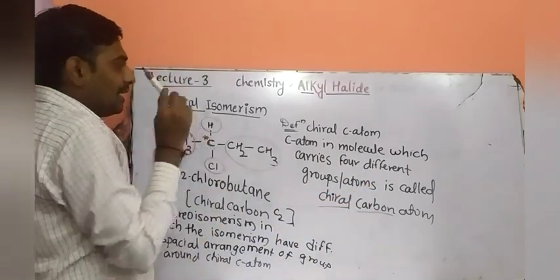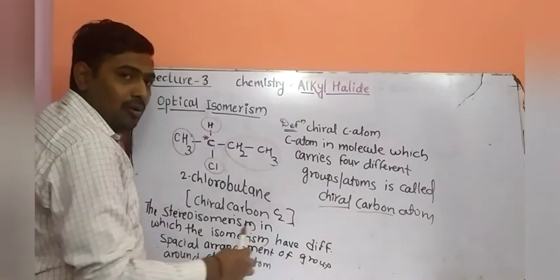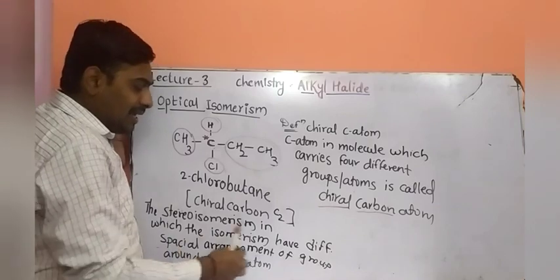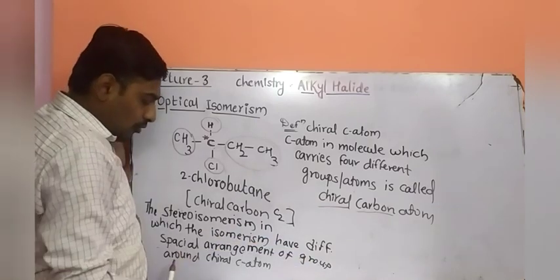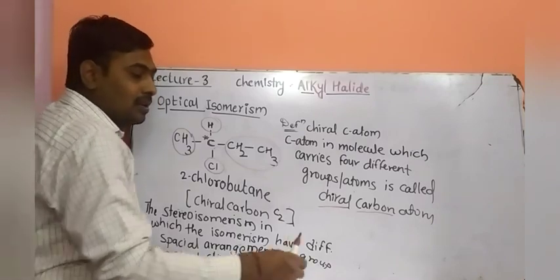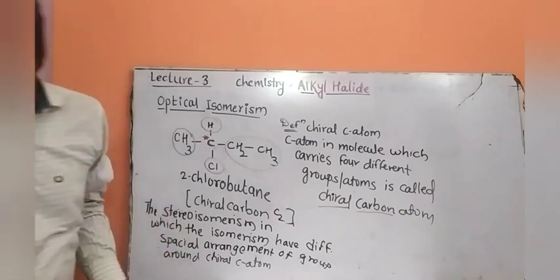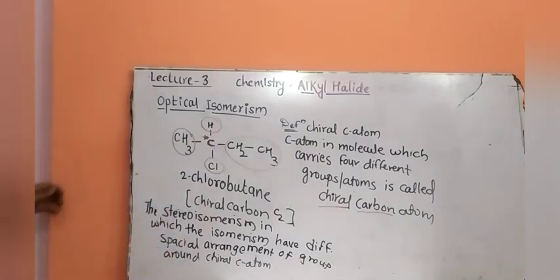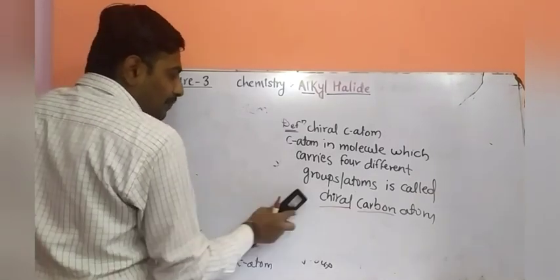So what is meant by optical isomerism? The stereoisomerism in which the isomers have different spatial arrangement. Space means 3 dimensions. Different spatial arrangement of groups of atoms around the chiral carbon atom. So we'll discuss one more concept, optical activity. What is meant by optical activity, or how is it related to the chiral carbon atom?